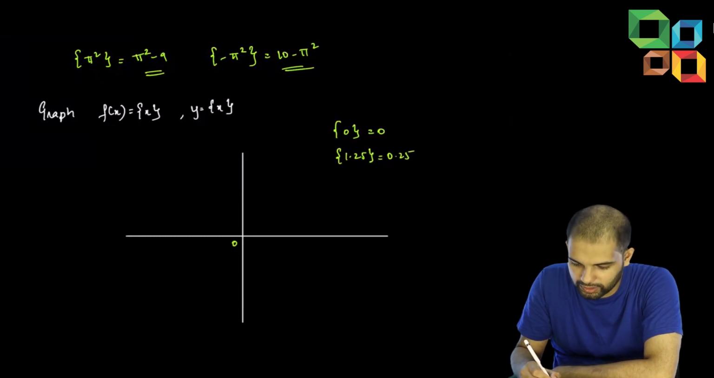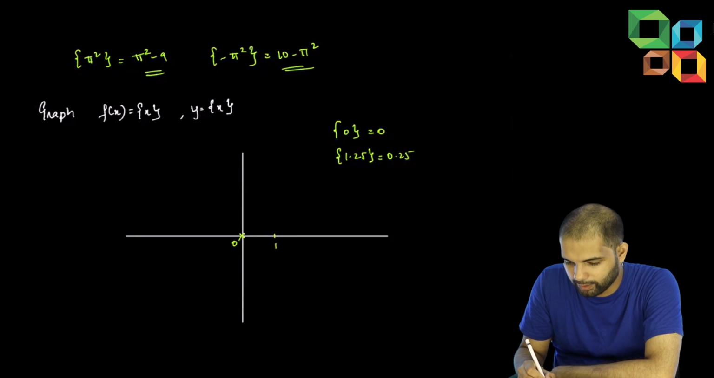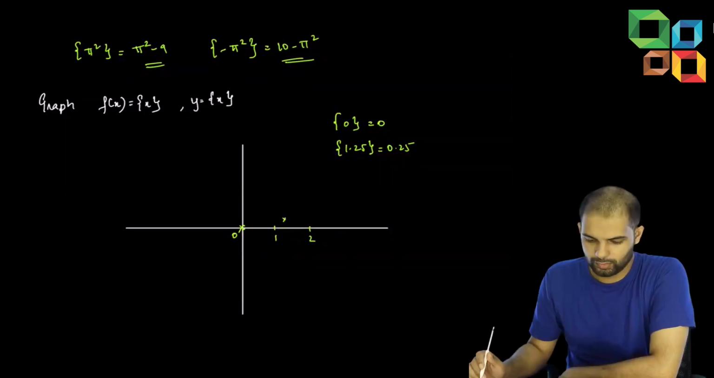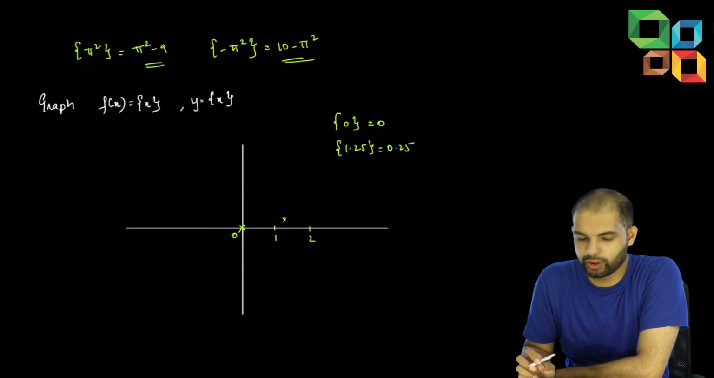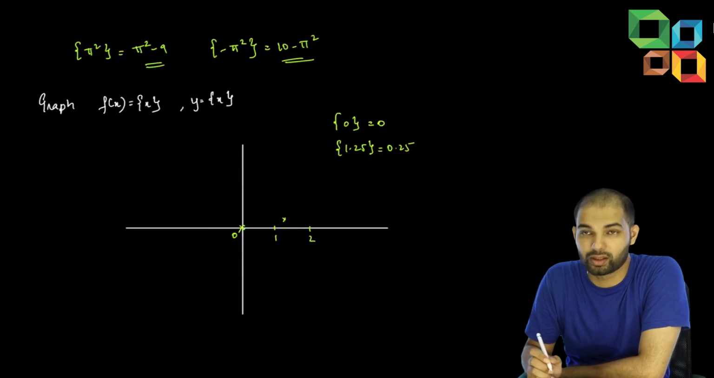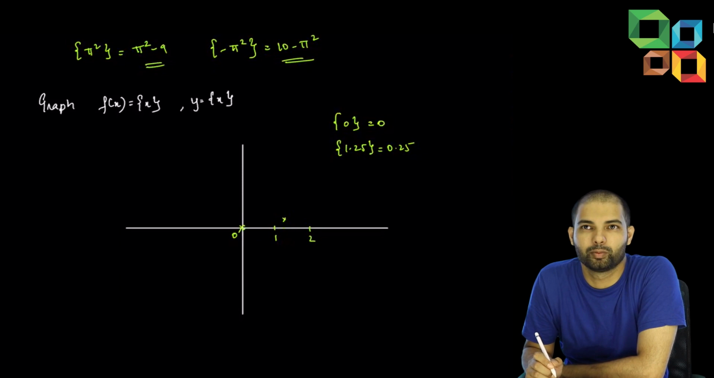Shall I plot these? Let me say this is 0, which is 0 itself. This is 1. If I take 0.25, say 1.25, and this is 2, it is about 1/4 somewhere here. We plotted 2 points, 0 and 1.25. What other value do you suggest? Anybody? Give me some more points.